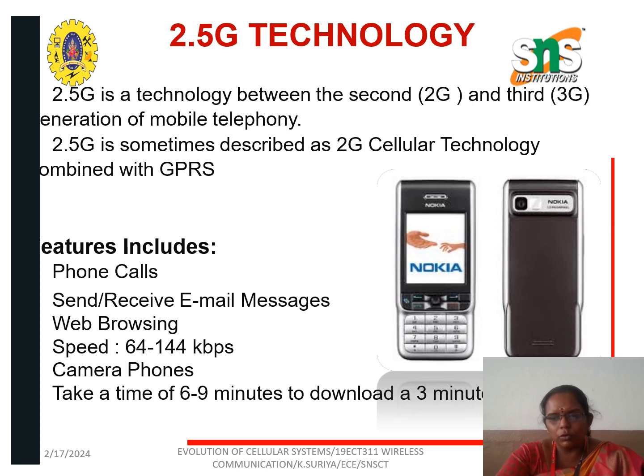apart from the phone calls, you can use the 2.5G for web browsing as well as for sending and receiving of email messages. And the speed was increased up to 144 kbps. Camera phones were first introduced in 2.5G technology and it takes 6.6 to 9 minutes to download a 3 minute MP3 song.